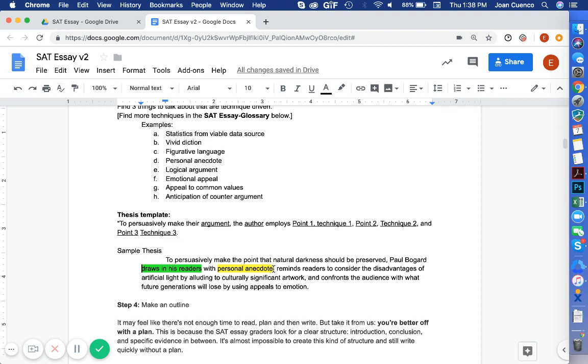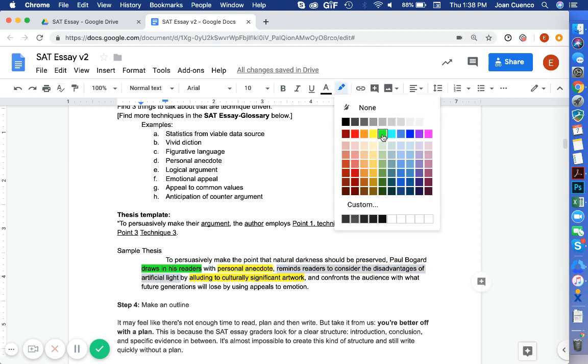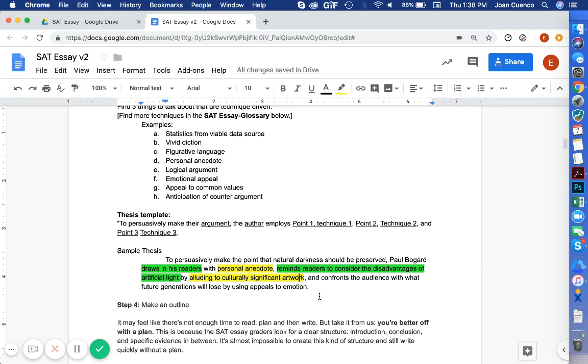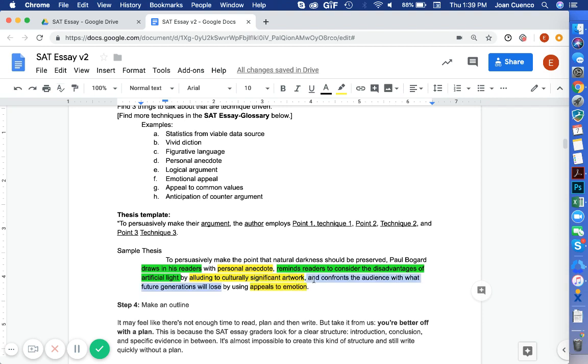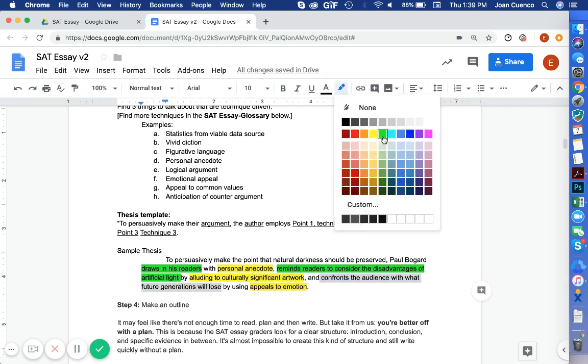Let's move on to the second part. Paul Bogard reminds readers to consider the disadvantages of artificial light by alluding to culturally significant artwork. So that would be another technique, alluding to culturally significant artwork. And what does he accomplish with that technique? He reminds readers to consider these disadvantages. And finally, the third point, he confronts the audience with what future generations will lose by using, and here's our technique, he uses appeals to emotion. And what does he accomplish with it?